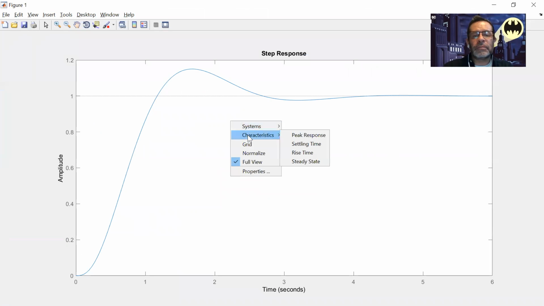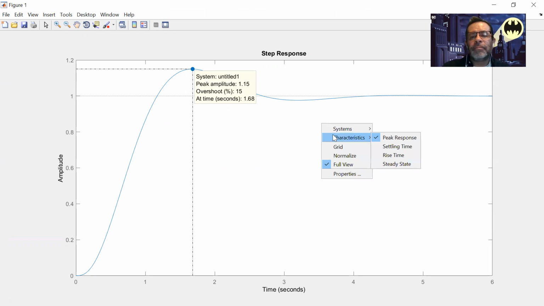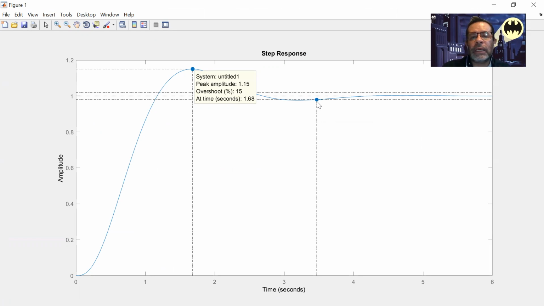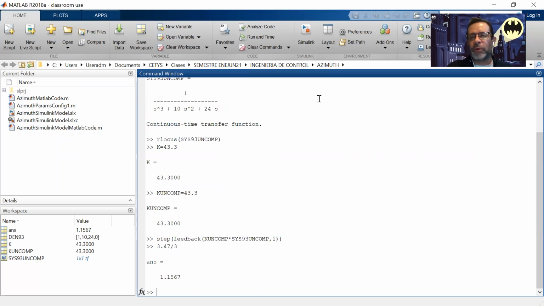And so these are the system characteristics. The peak response right now has an overshoot of less than 16%, so we're fine there. But the settling time right now is approximately 3.47. I want to reduce that settling time to at least 1/3 of that. So 3.47 divided by 3 will be around 1.15. This is what I want to reduce the system to.